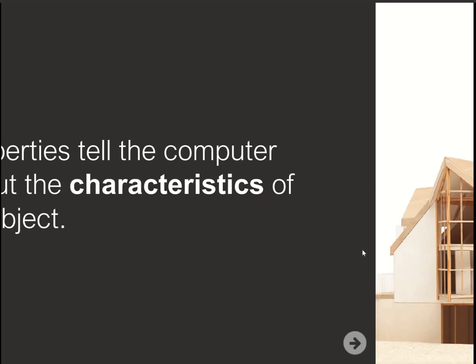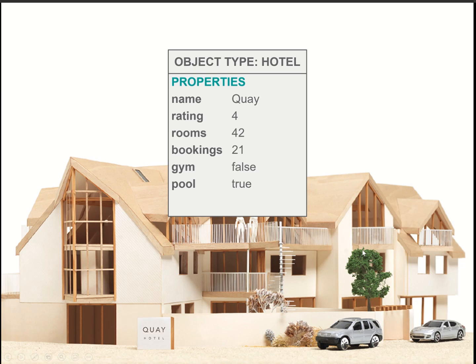Correct. So, for example, we still use a hotel as the example for the following several slides. The first one is the name, the rating, how many stars, the rooms, how many available rooms, and the bookings, that means currently how many bookings there are, and then whether it has a gym inside, whether it has a pool inside. So all of these things are the data.